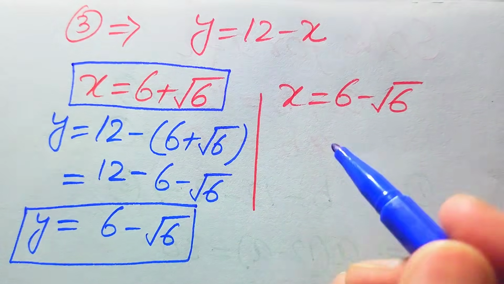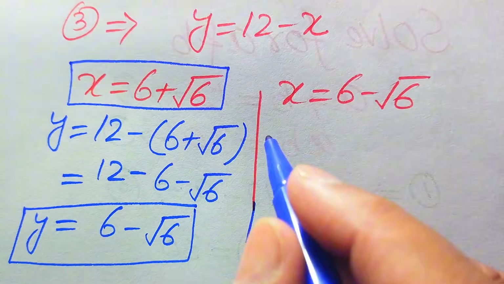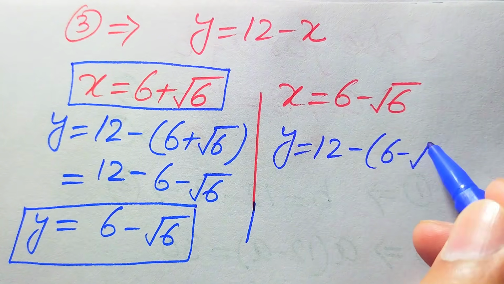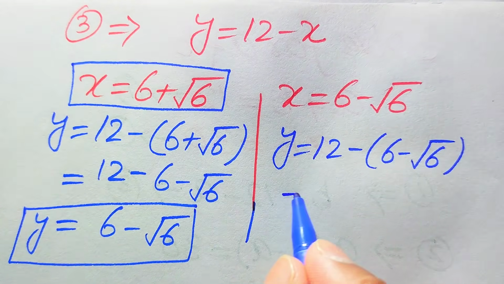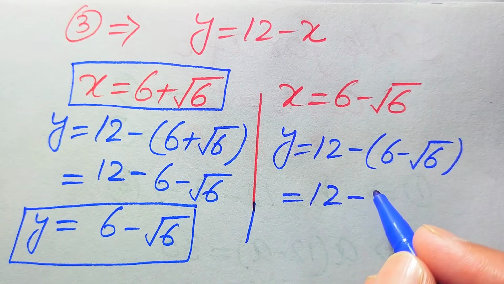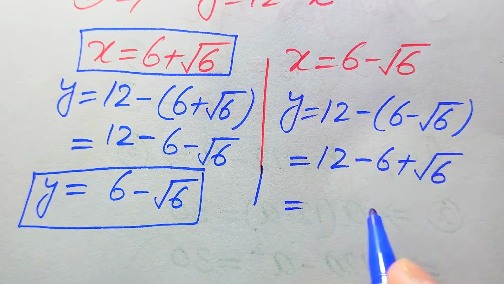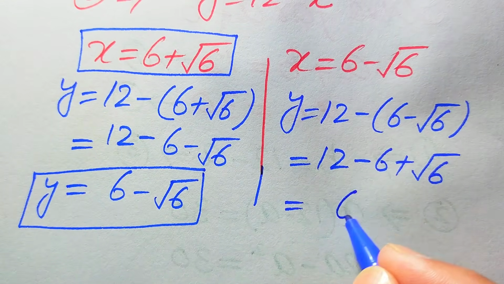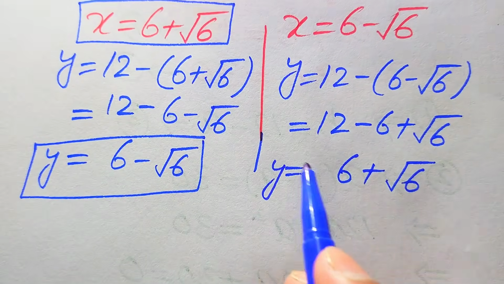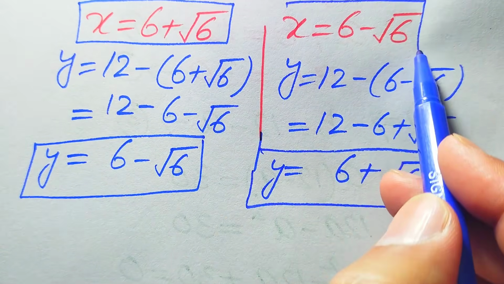And this is the value of x. Here in this case we put this value of x, and it will be written as y is equal to 12 minus x. The value of x is 6 minus square root of 6. So we multiply the negative sign on both values, and we get 12 minus 6 plus square root of 6. Further simplifying, 12 minus 6 becomes 6 plus square root of 6, and this is the value of y corresponding to this value of x.